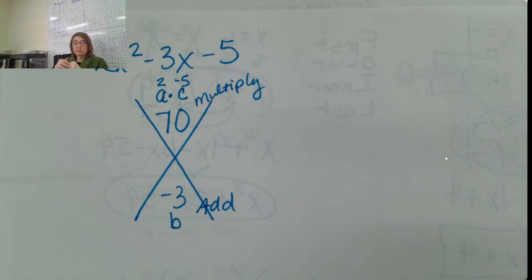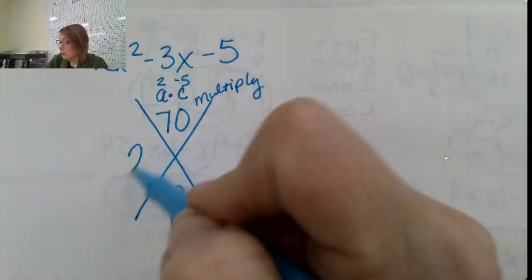10 and 7. Multiply to get 10. 2 and 5. 1 and 10. Okay, we're looking at 2 and 5, 1 and 10. Which of those is going to work? 2 and 5. Okay, so how is it going to work?